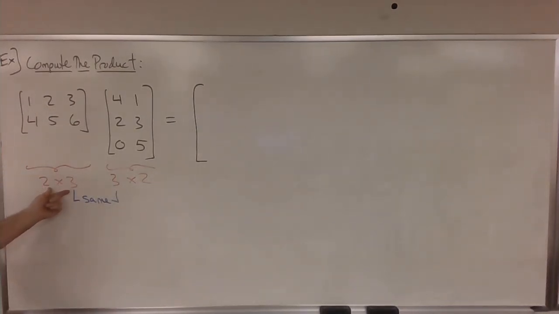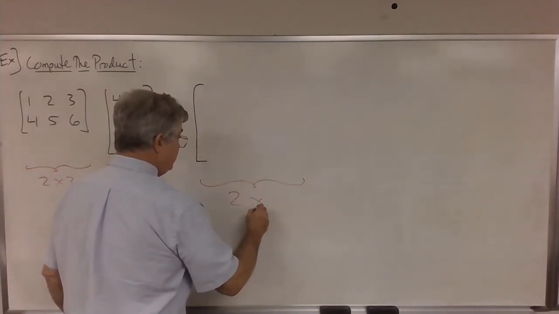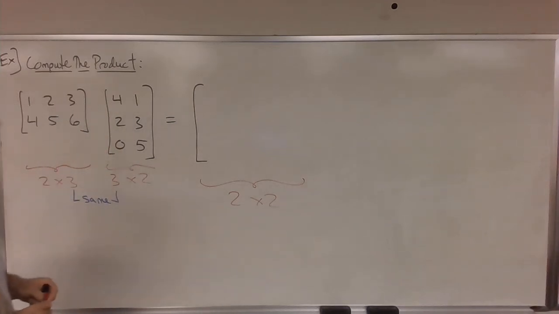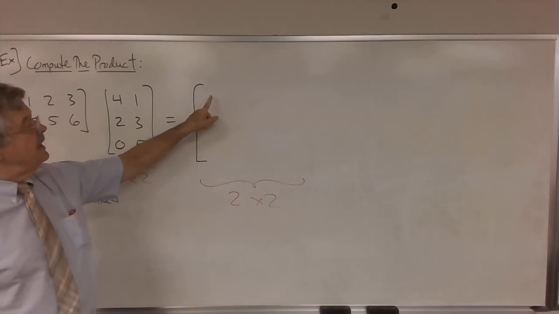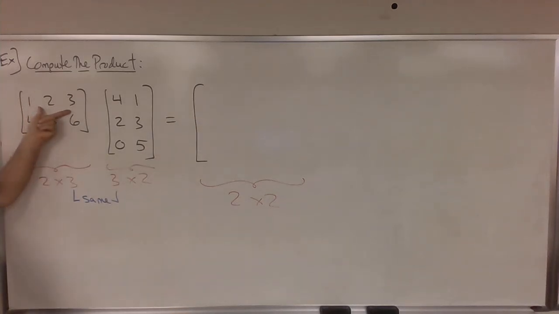This is a 2 by 3 times a 3 by 2. These two numbers are the same, so the product is defined. And we expect to get a matrix that has 2 rows and 2 columns. So this matrix should be 2 by 2. Let's start right here. The first row and the first column. How do we get it? We take the first row times the first column.